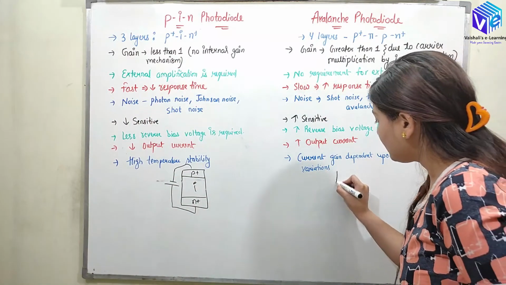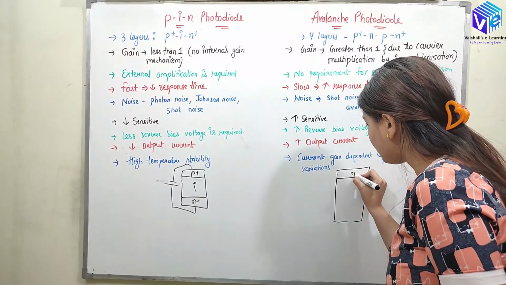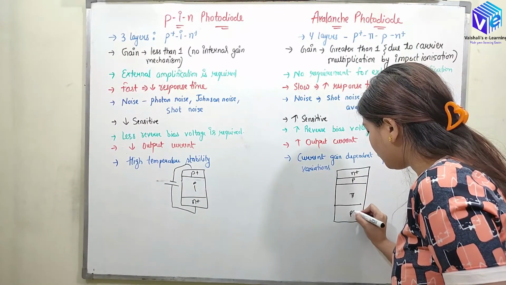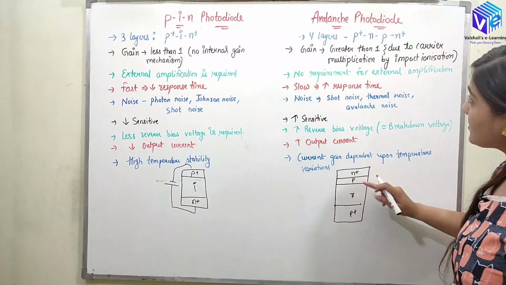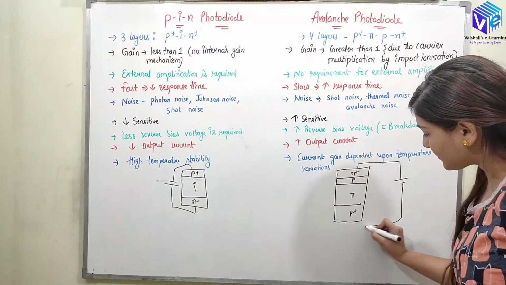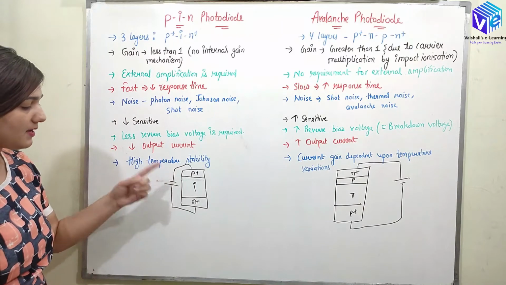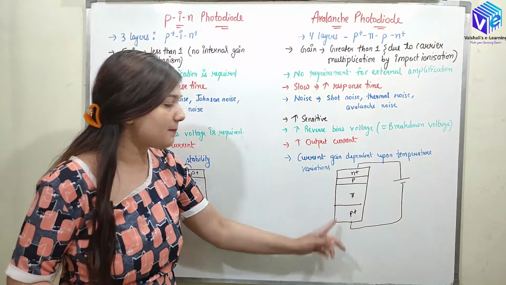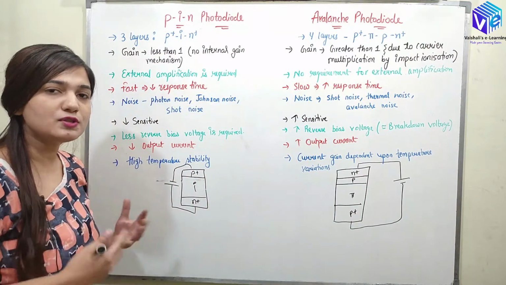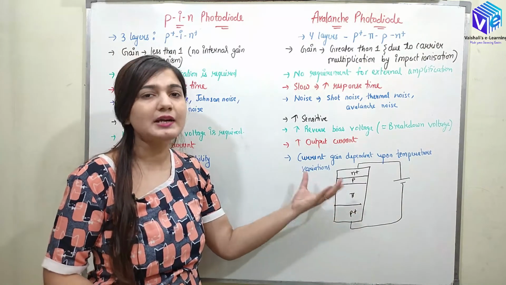Now here we have four layers. In the four layers we have the N plus layer, then the P layer, then the pi layer, and here we have the P plus layer. So P plus, pi, P, N plus layers are there. Again it is reverse biased, and this is the structure of my Avalanche photodiode. For the formation of the Avalanche photodiode, we have to use sophisticated techniques, and this is the reason its production is complex and it is costlier.